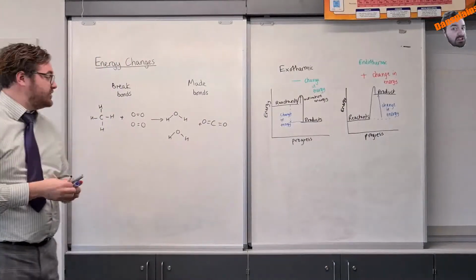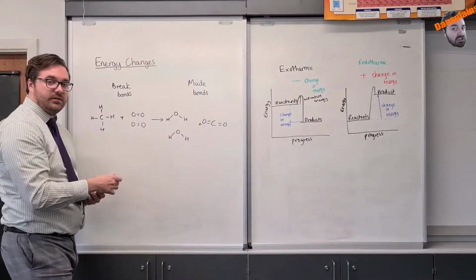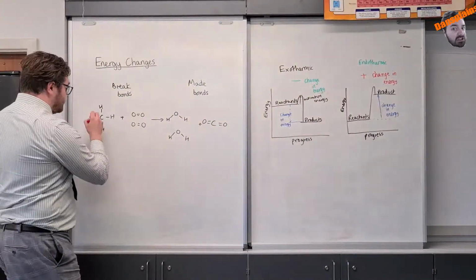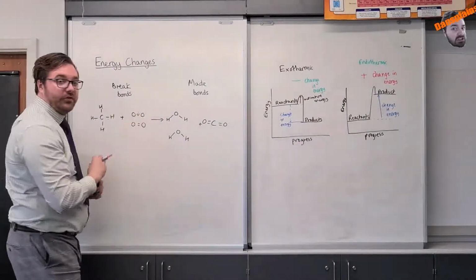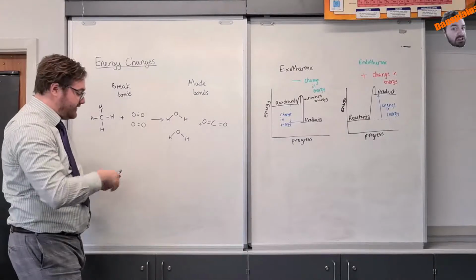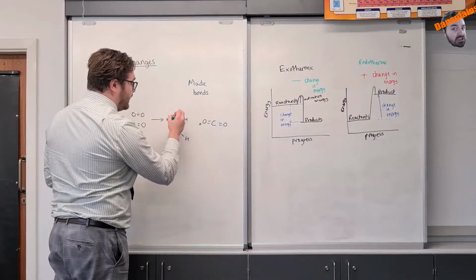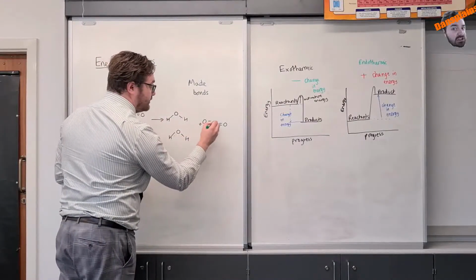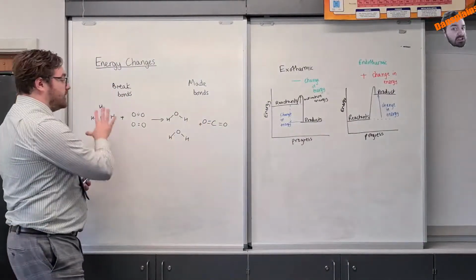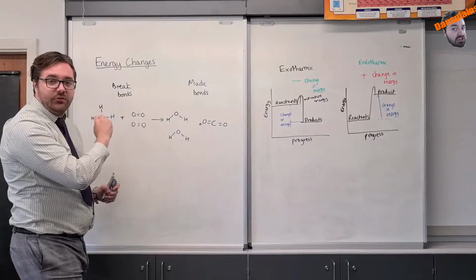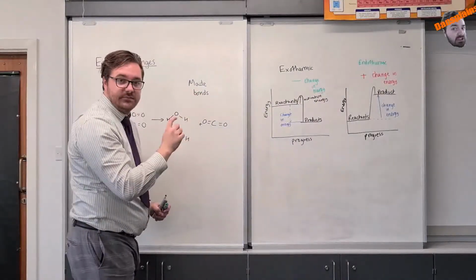Now in this situation, what's actually happened is these bonds, those 4 bonds, and these 2 bonds have broken, and then these 6 bonds have been made. So bonds get broken at the beginning of a reaction and they get made at the end.